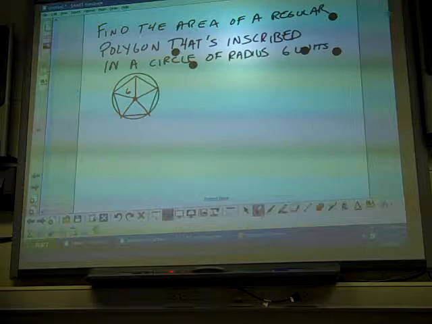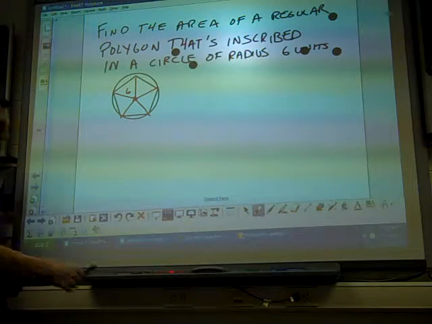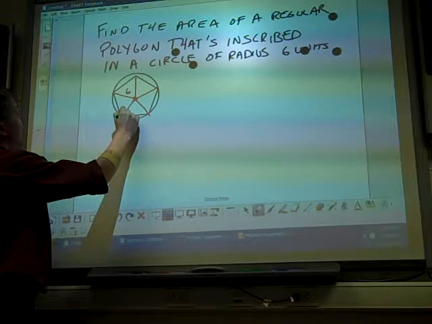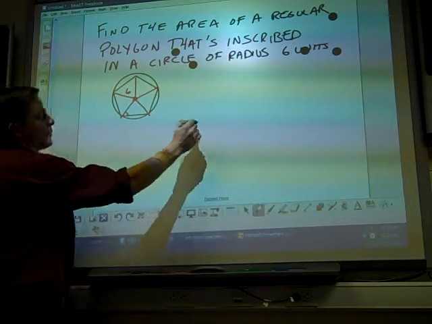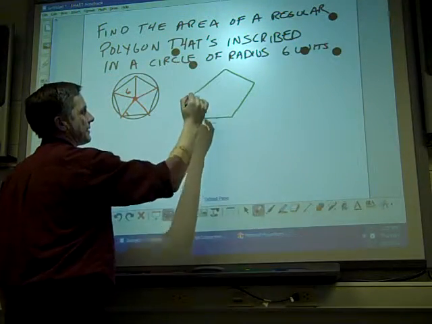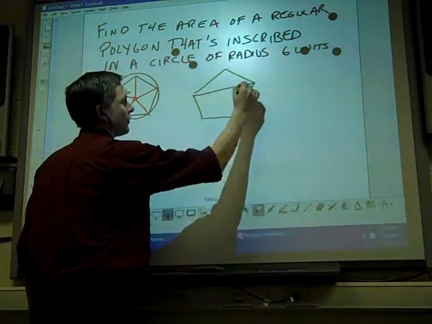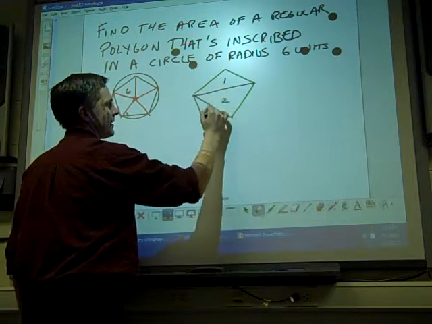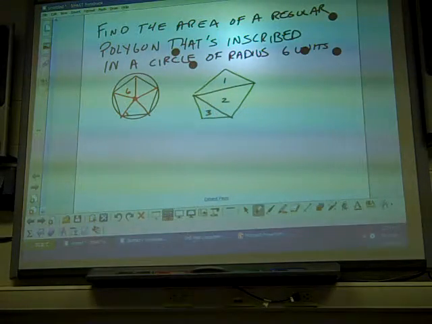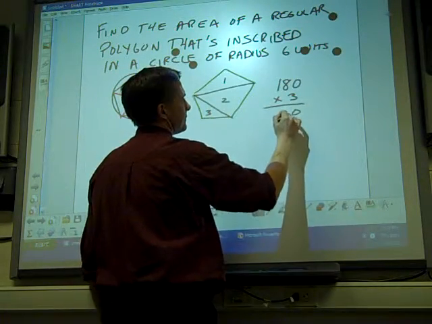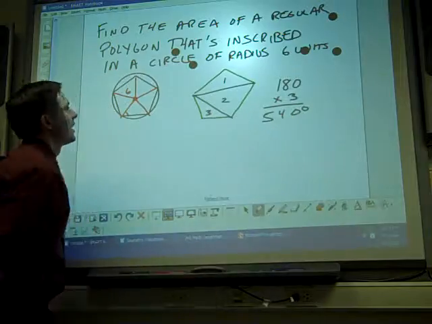If we're going to do trigonometry, not only do I need the radius of 6, what else do I need? I need angles. So we got to know how many degrees are inside. And remember, we do that by drawing triangles inside. So how many triangles inside a pentagon? 3. Remember, there's 2 less than the sides. 5 minus 2 is 3. 180 times 3 is 540 degrees internal.